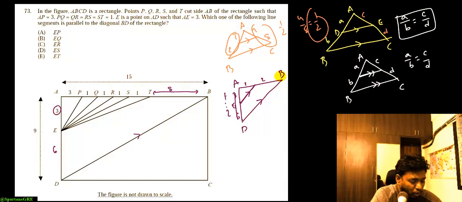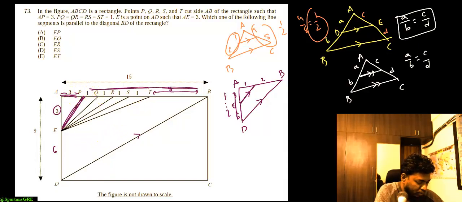So now go by options. If my EP is the answer, then this ratio should be equal to 1:2. But what is the ratio here? It is 3 here, and this total part is how much? It is 12. So 3:12, it will be 1:4. It is not 1:2, so option 1 is wrong. Now EQ, if my EQ is the answer, then this length is 4 here and this length will be 11. So you're getting 4:11. This is also wrong.